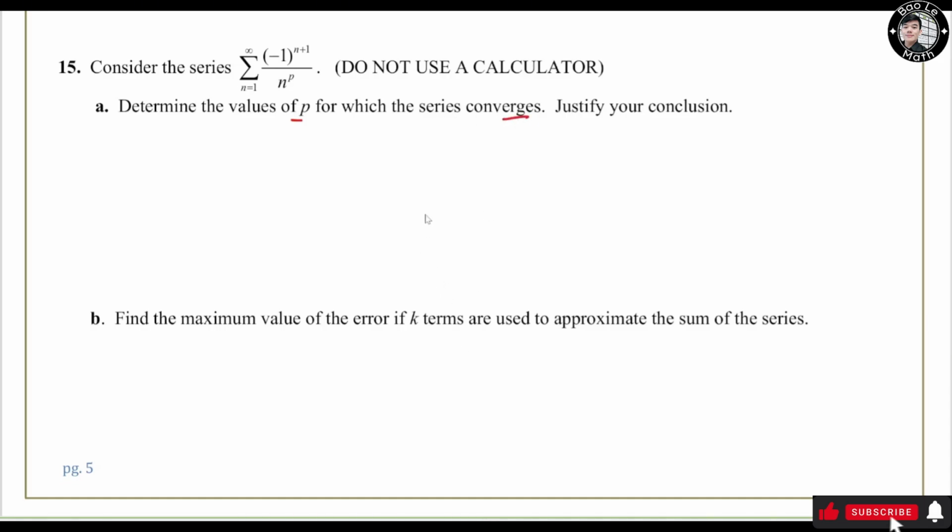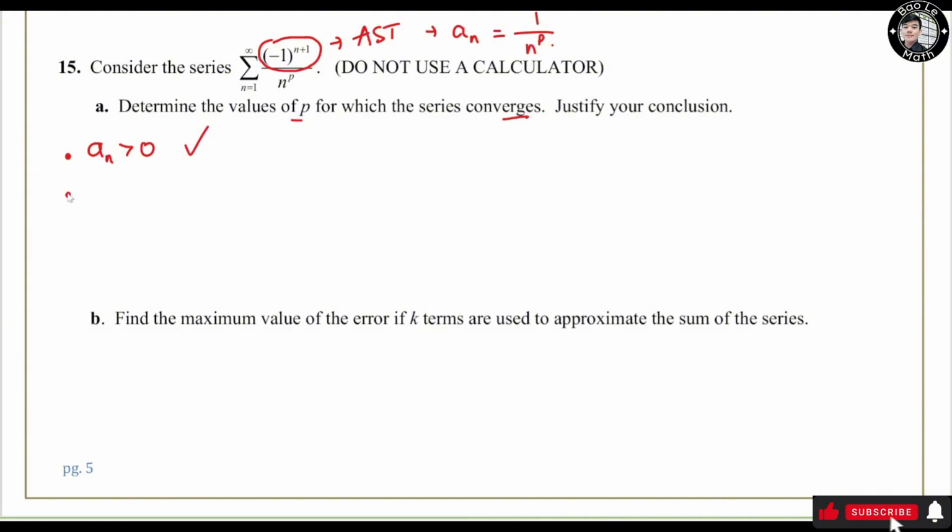Alright, so we look at this one right here. It's going to give you a hint. We need to use the alternating series test. So I'm going to let a sub n equals 1 over n to the p. Now, in order to use the alternating series test, you need to check to see if a sub n is greater than 0. Yes, it's greater than 0.